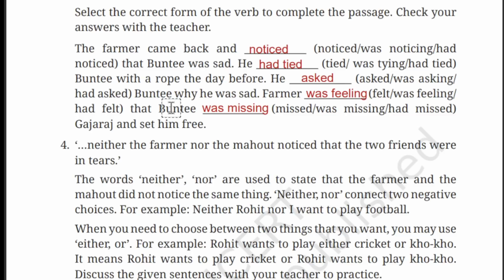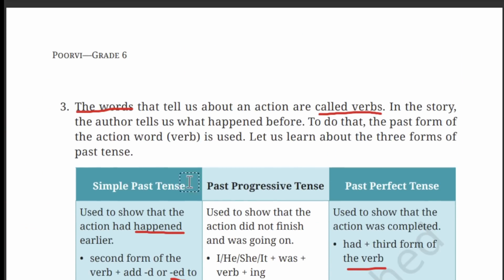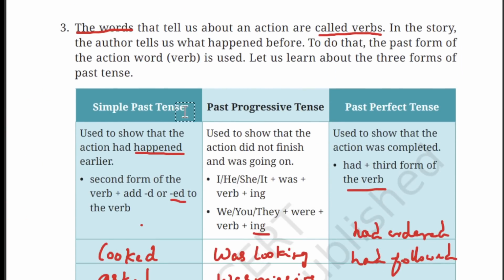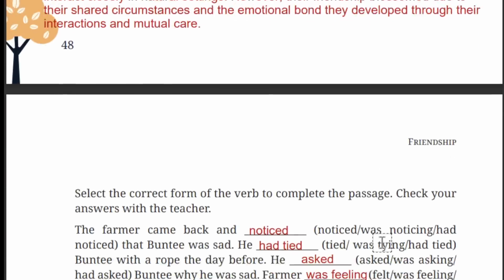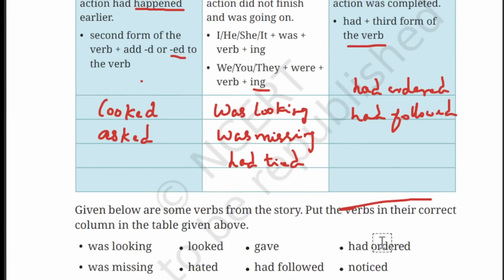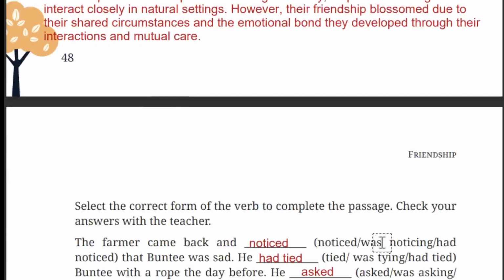He asked Bunty why he was sad. The farmer was feeling that Bunty was missing Gajaraja and set him free. Okay. So students, you have to practice more in simple past tense, past progressive tense and past perfect tense. Once this lesson video is done, I will try to send some grammar portion also for practice.